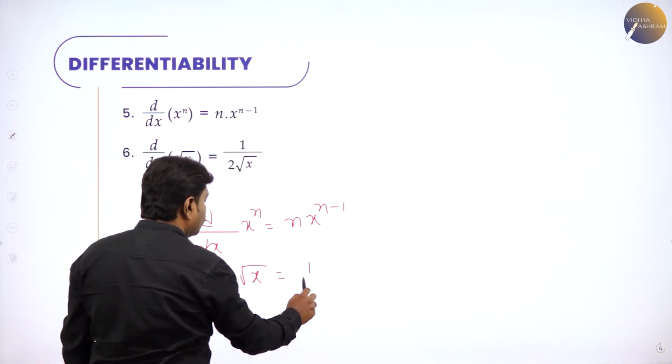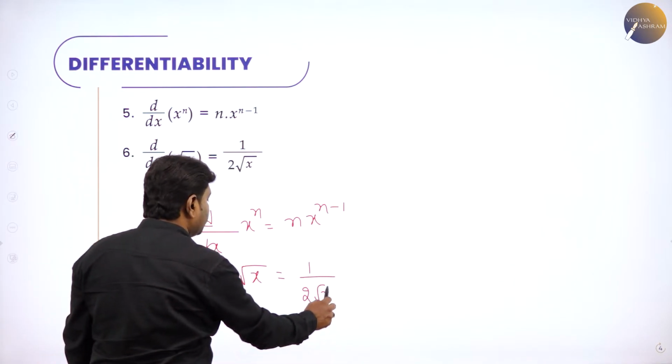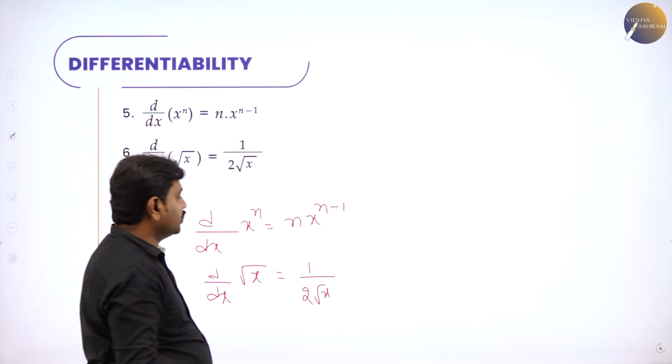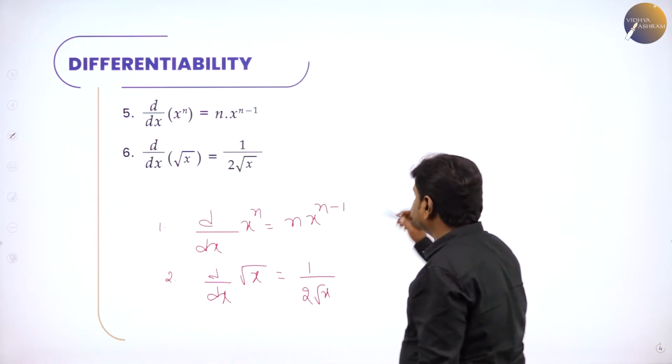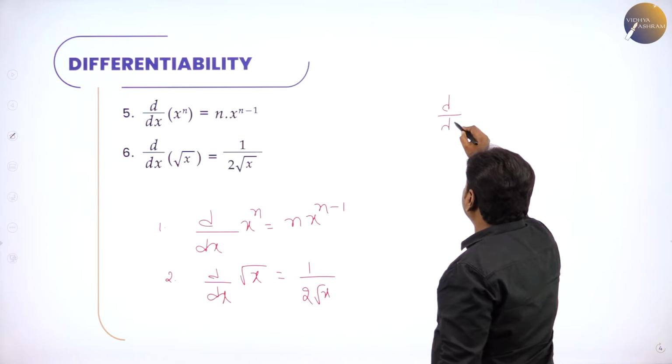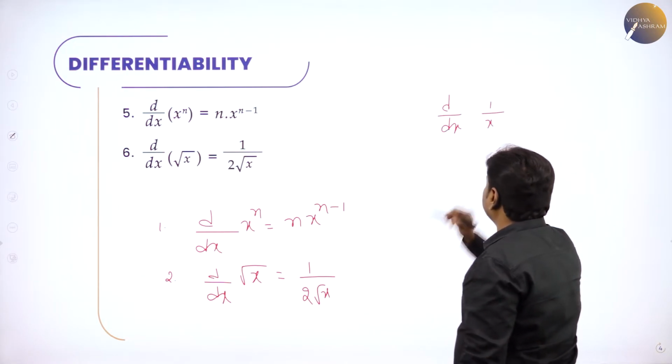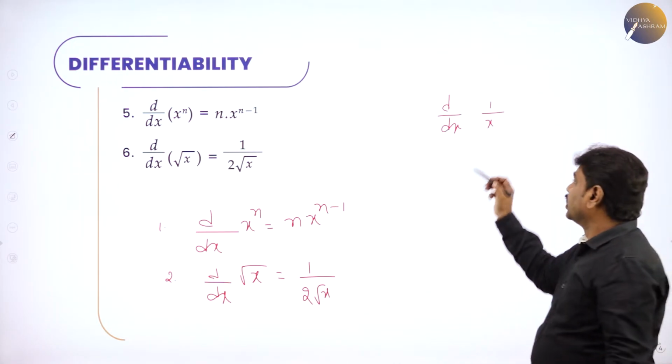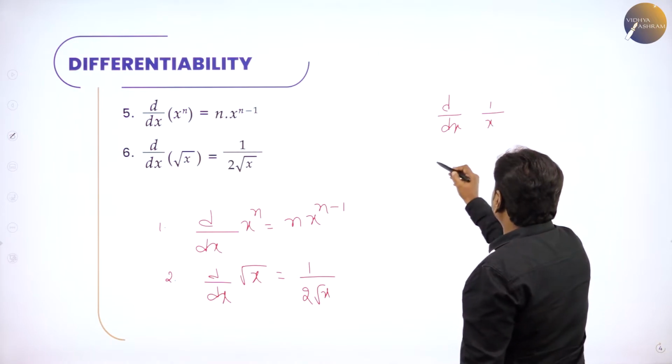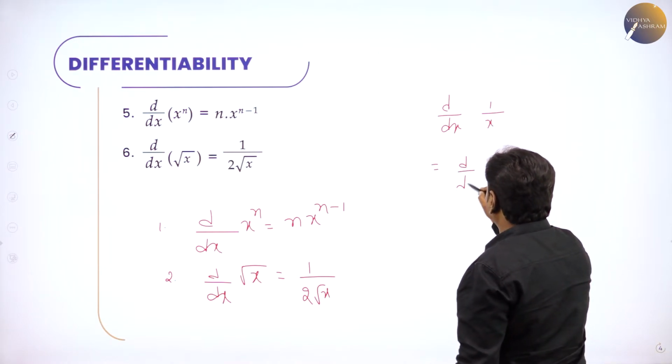It is 1 by 2 root x. Similarly, we have d by dx of 1 by x. If I want you to find d by dx of 1 by x, differentiation of 1 by x, can you take this up? Can I write this as d by dx of x power minus 1?